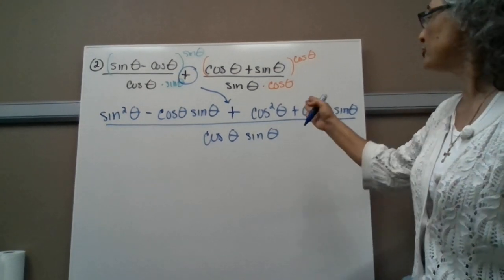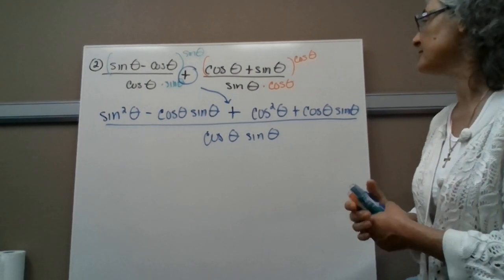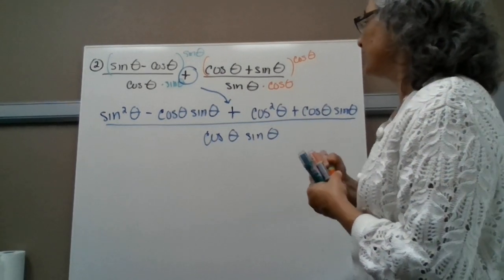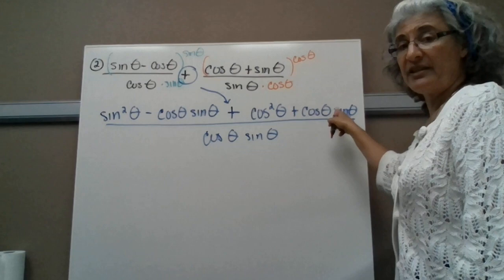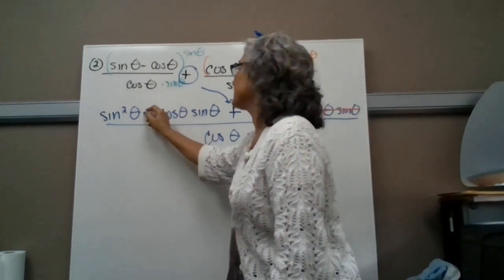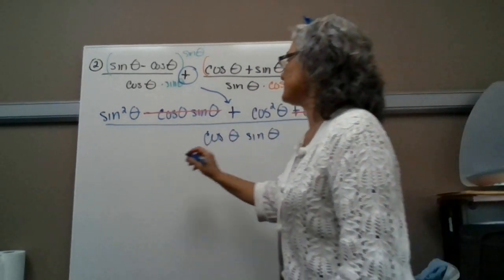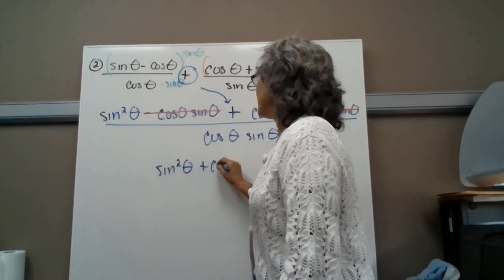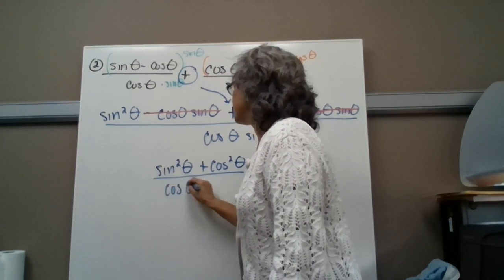Okay, so do you see something that we can do here? Do you see something that's going to happen here? I hope you do, because what I'm noticing is that I have a negative cosine theta times sine theta and a positive cosine theta sine theta. So these two are going to cancel themselves out, which leaves me sine squared of theta plus the cosine squared of theta over this denominator.